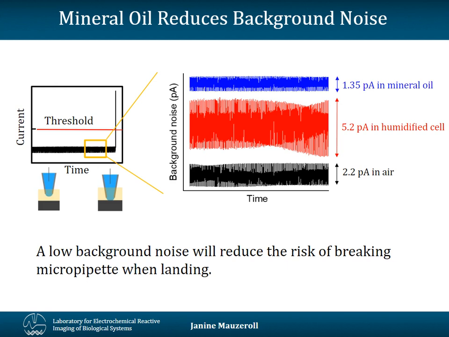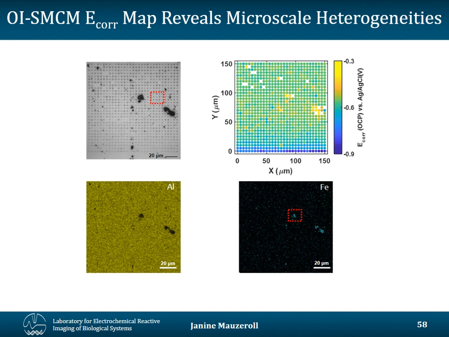So in the black trace, you see the noise was on average 2.2 picoamps in air. And if you had to humidify the cell in order to remove evaporation problems, the noise was really significant. But under the mineral oil, you had only 1.35 picoamps of noise. And so covering the corroding surface that you're trying to measure with a thin layer of oil really is going to help you get better signal to noise. And what's interesting about this method is that it really can perform many measurements over a large scale.